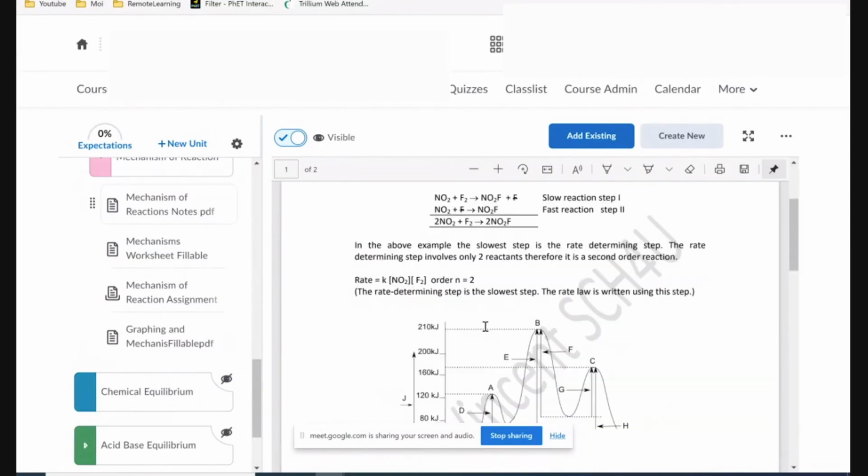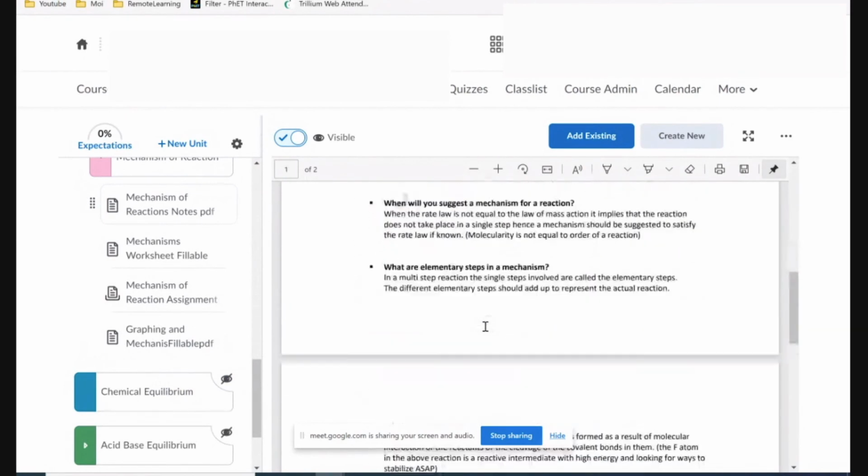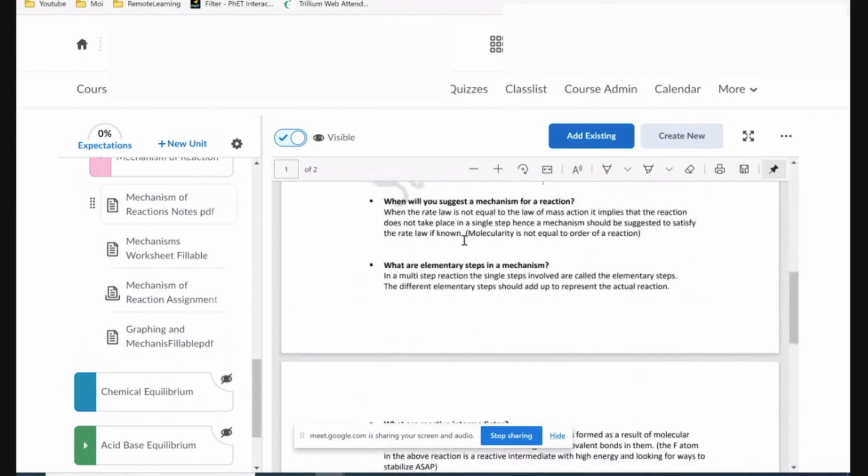I posted some lesson notes here with the graphs, and if you look at this point, some simple questions. When will you suggest a mechanism for a reaction? So these are the requirements that you need to bear in mind before answering those questions. Just to generalize it, there's a lot of stuff written in a textbook, so I just try to crystallize it to give you what you need. When you suggest a mechanism for the reaction, this is what you're looking at. If the rate law and law of mass action are different, which means order and molecularity are different, you would say that there's probably a mechanism involved in the reaction.